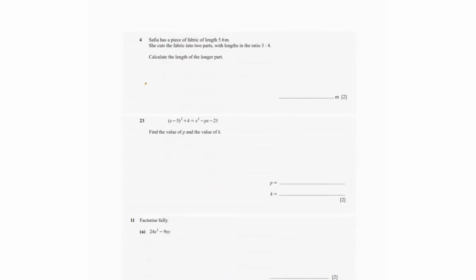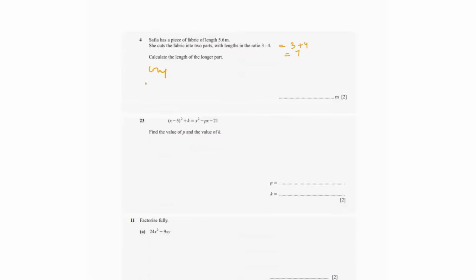And I want to talk about ratios. So some kids still confuse this thing. The question says Safia has a piece of fabric of length 5.6 meters. She cuts the fabric into two parts with lengths in the ratio 3:4. Calculate the length of the longer part. So to calculate the length of the longer part, first we need to create a fraction for the longer part. So to create a fraction from a ratio, first we add the values given in the ratio. So 3 plus 4, that's 7.